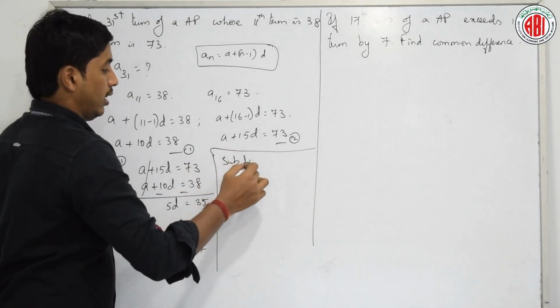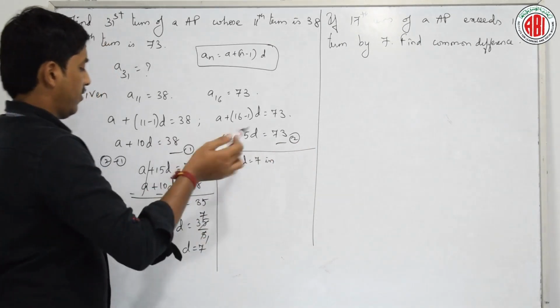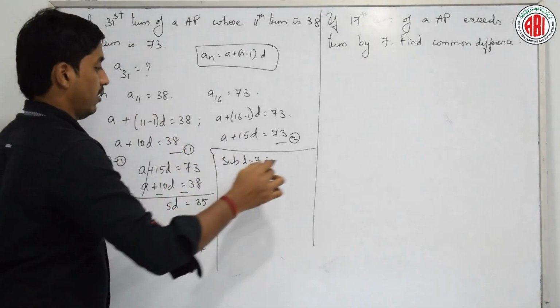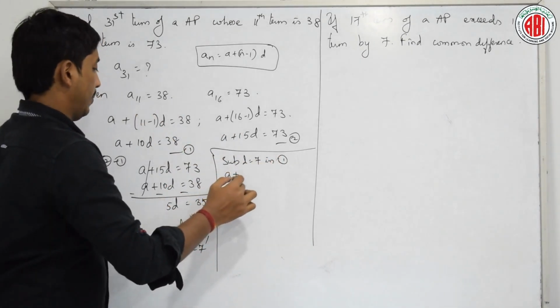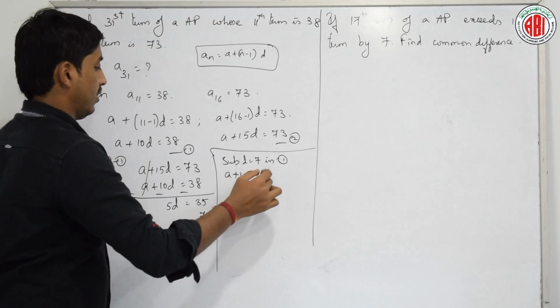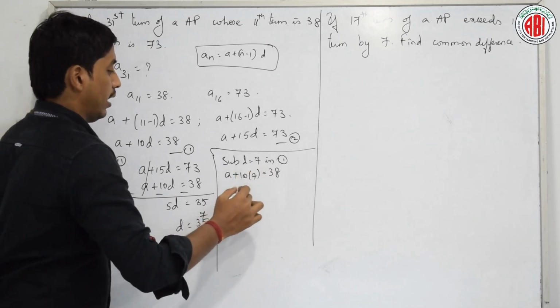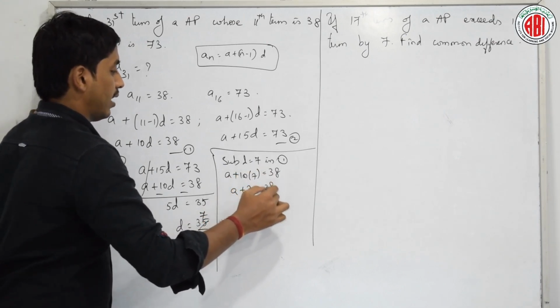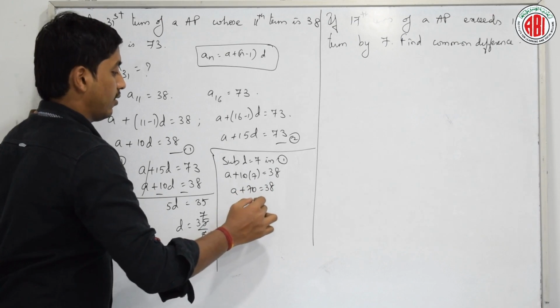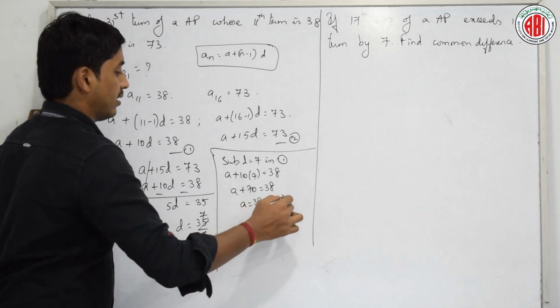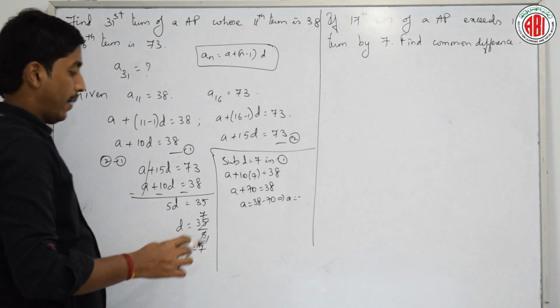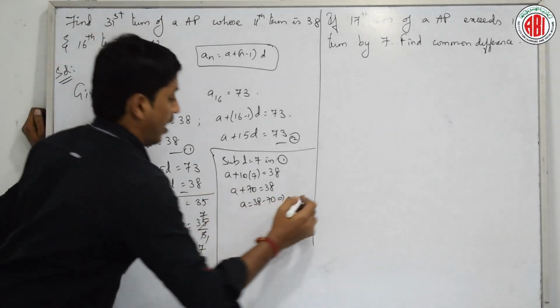Substitute d equal to 7 in any one of the equations. Let us substitute in 1. a plus 10 into 7 is equal to 38. a plus 70 is equal to 38. a is equal to 38 minus 70. How much is it? a is minus 32.